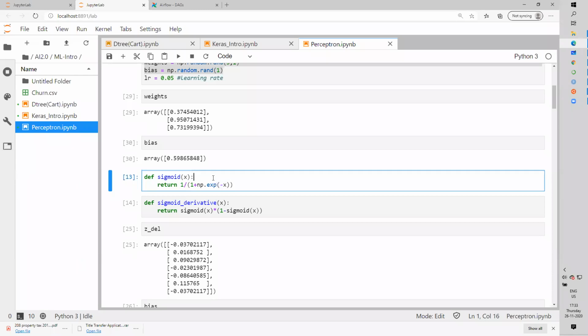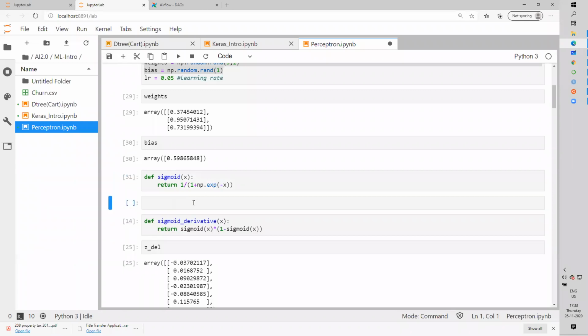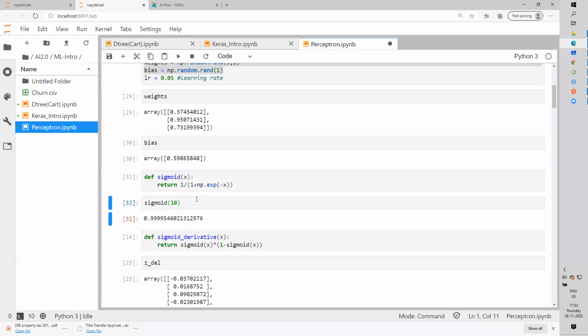So let's initiate this function. If you want to test this function, we can test it. Sigmoid of 10. What is the value of sigmoid of 10? It returns a value of 0.9999. If you remember our sigmoid function, it can take any value, but the output is always going to be between 0 and 1.